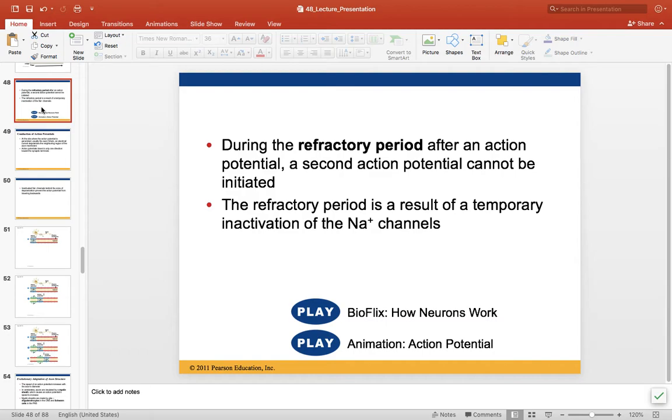There is something called a refractory period. So after an action potential, a second action potential cannot be initiated. In other words, that part of the membrane needs to basically reset itself to resting potential before a new action potential can come through, before a new message can come. The refractory period is a result of temporary inactivation of those sodium channels.